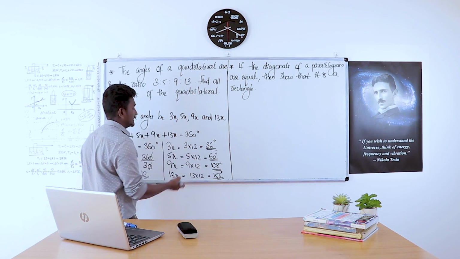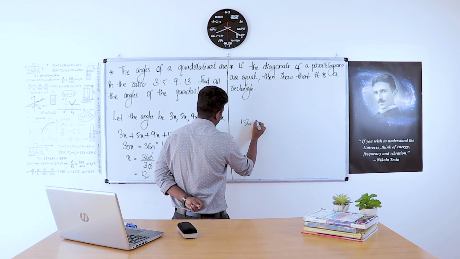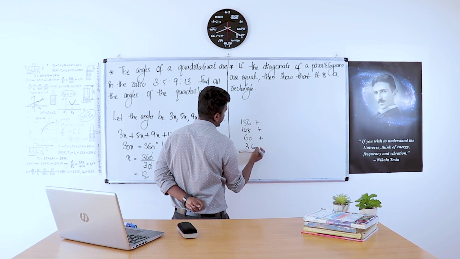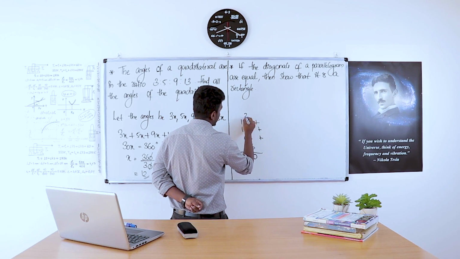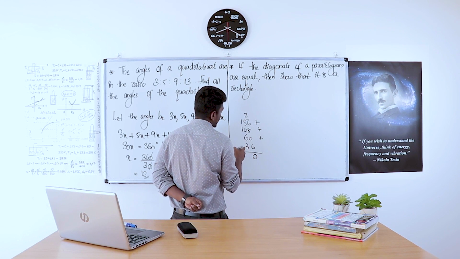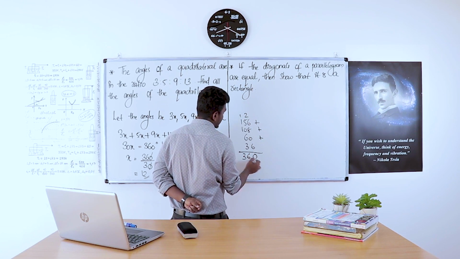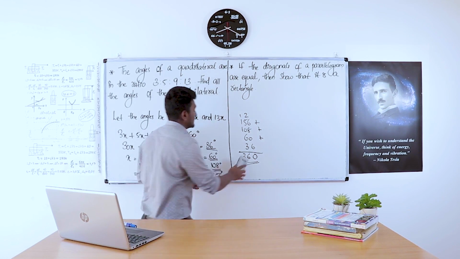Now check whether it is right or not. Just add 156 plus 108 plus 60 plus 36. 8 plus 6, 14. 14 plus 6, 20. Remainder 2. 5 plus 2, 7. 7 plus 3, 10. 10 plus 6, 16. Remainder 1. 1 plus 1 plus 1, that is 3. 360. Total angle is 360. That is, we solved it right.